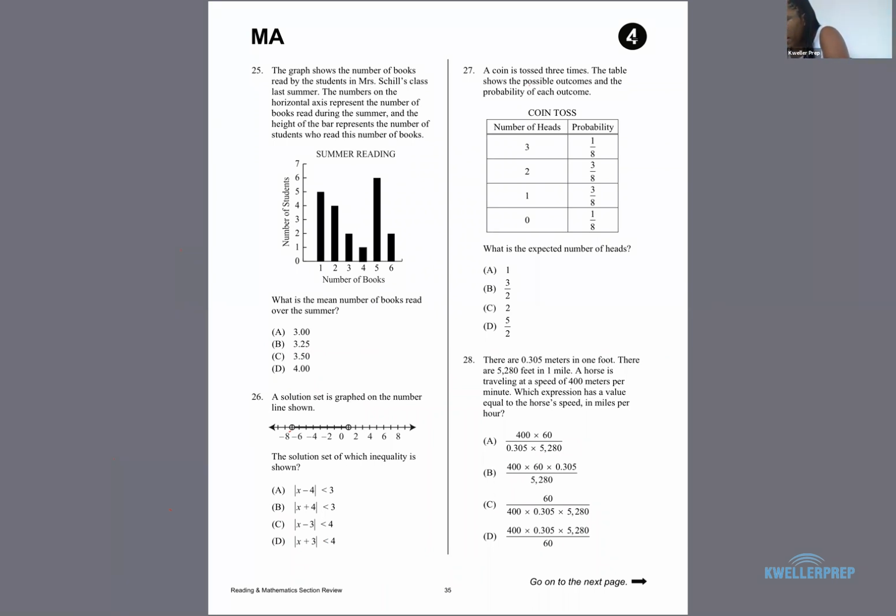25. The graph shows the number of books read by the students in Miss Shill's class last summer. The numbers on the horizontal axis, or the x-axis, represent the number of books read during the summer. And the height of the bar graph, or the y-axis, represents the number of students who read this number of books. What is the mean number of books read over the summer?